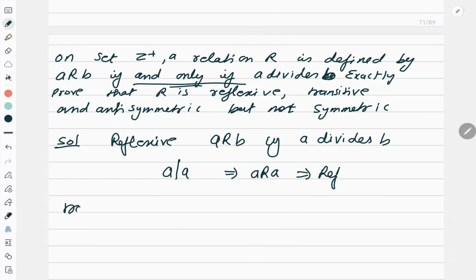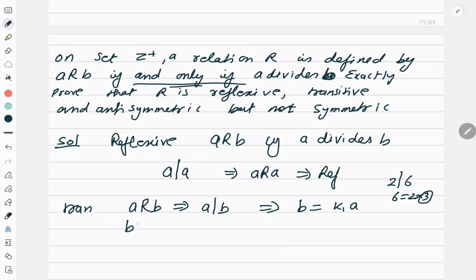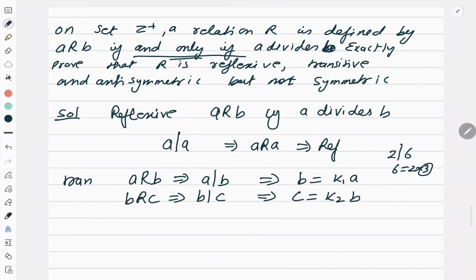Second, what are they saying? It is transitive. Transitive means A is R related to B implies A divides B. If A is dividing B, B is some big number, right? And B can be written as K1 times A. For example, when I say 2 divides 6, it means 6 is equal to 2 into 3, so this 3 is K. Now I am saying B is R related to C, which implies B divides C, meaning C is a big number. So C is equal to some K2 into B. Correct.